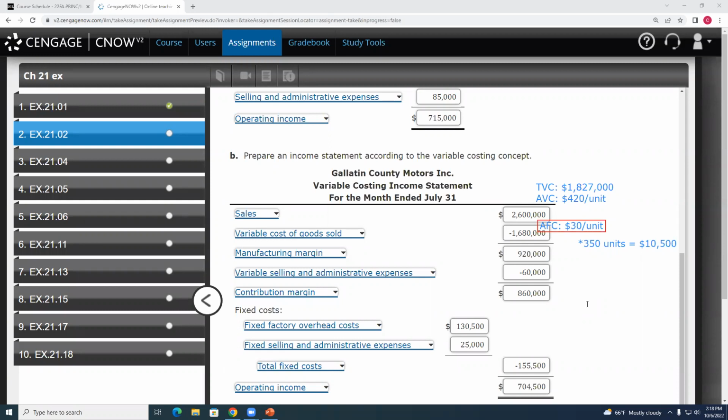How did you get the variable cost of goods sold? The variable cost of goods sold. So right here, we had already calculated the average variable cost is $420 per unit. You're okay with where that came from? Yep. How many units did we sell? 4,000. Okay. So it's 4,000 times the $420 per unit.